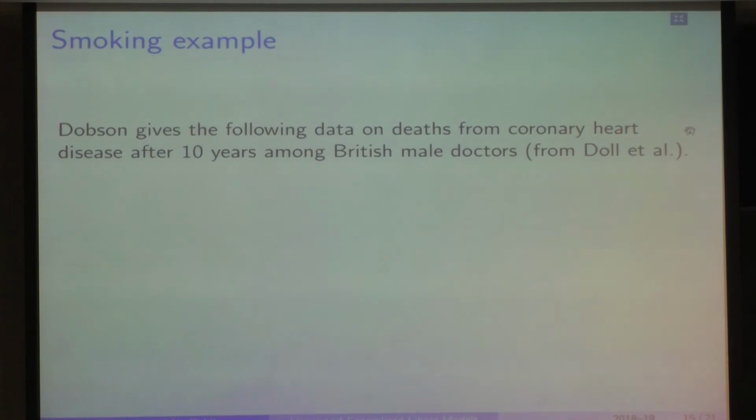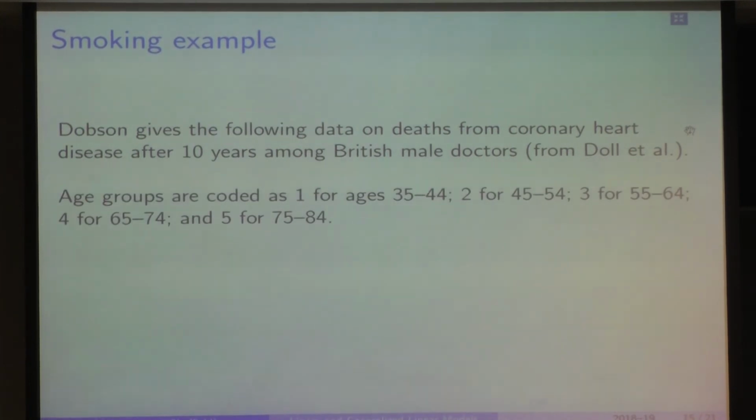So here's an example of something with an offset. So this is a famous data set. This is death rates from coronary heart disease, and it was over 10-year periods. The data set, curiously, was actually doctors, and the data is to do with whether the doctors were smokers or not. Okay, so this is some of the original data which convinced the world that smoking was dangerous. So in the data on page 88 of the notes, the age groups are numbered. So this gives what those mean. So age group 1 is 35 to 44, age group 2 45 to 54, and so on.